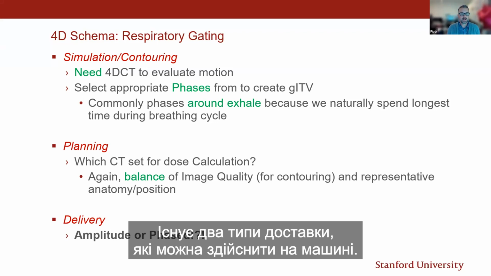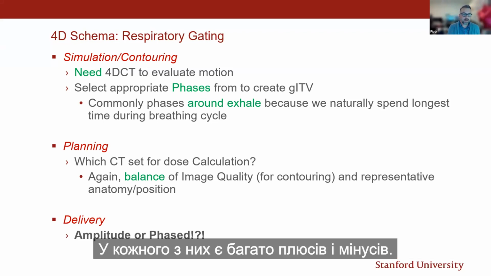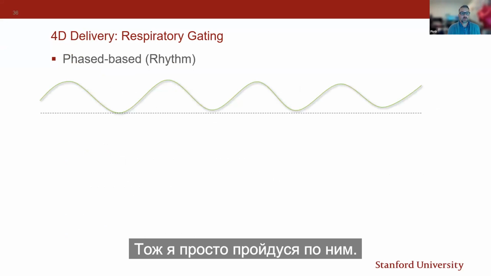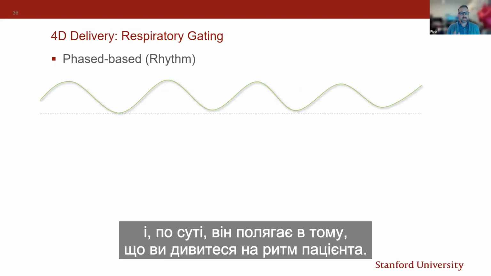There are two delivery types that you can deliver on a machine. It's called amplitude or phase-based gating. There are a lot of pros and cons to each, so I'll just go through it. Phase-based is a little bit simpler to think about, and basically you're looking at the rhythm of the patient.